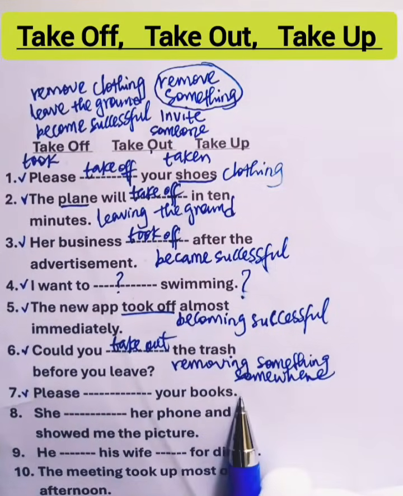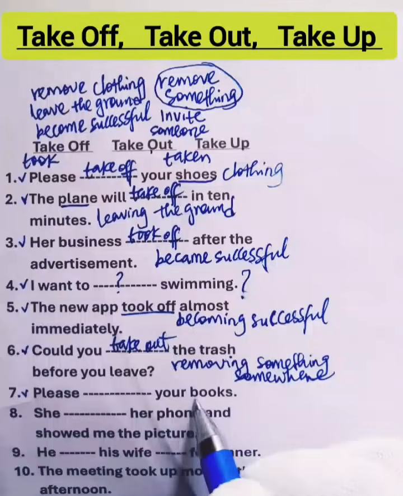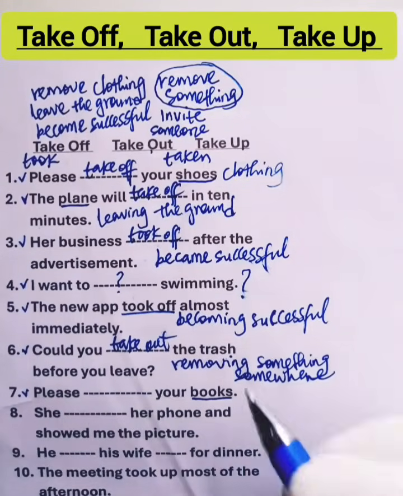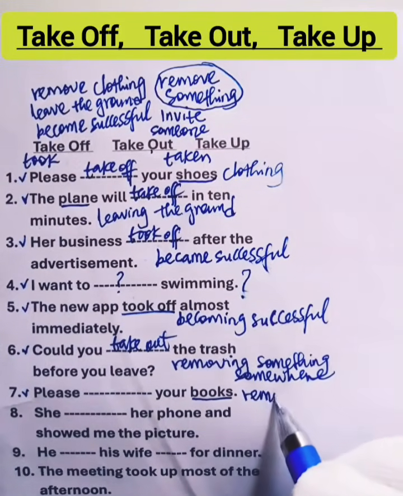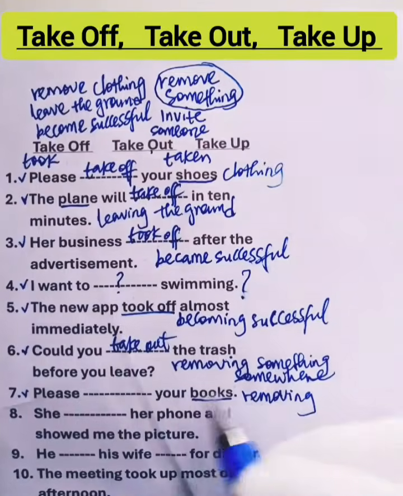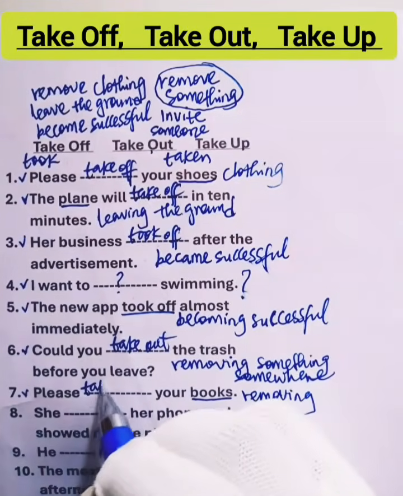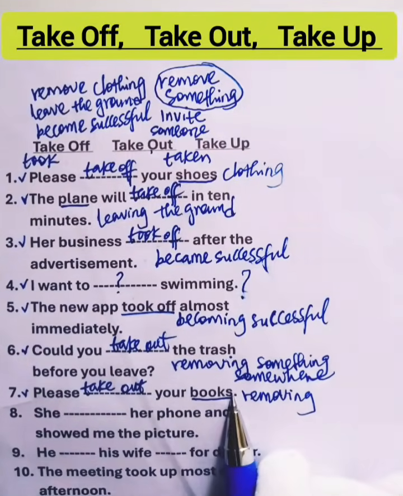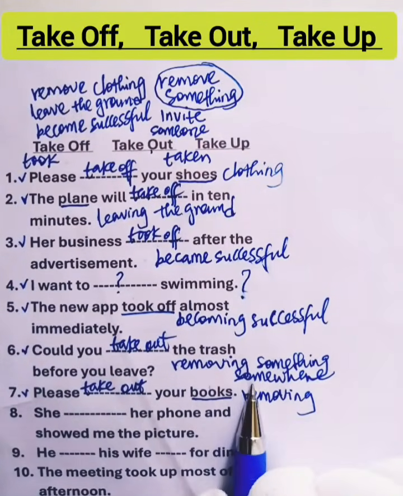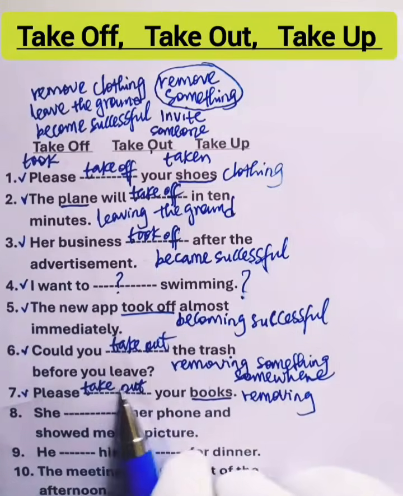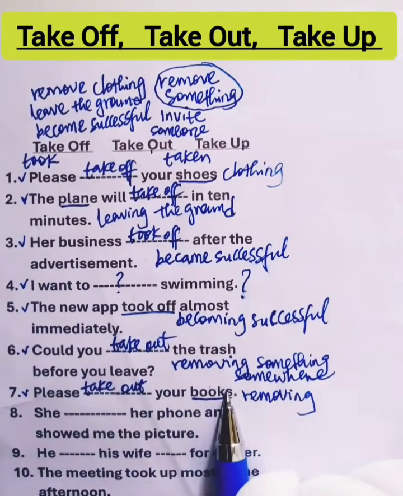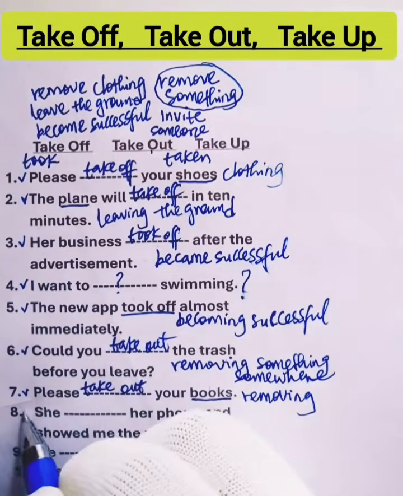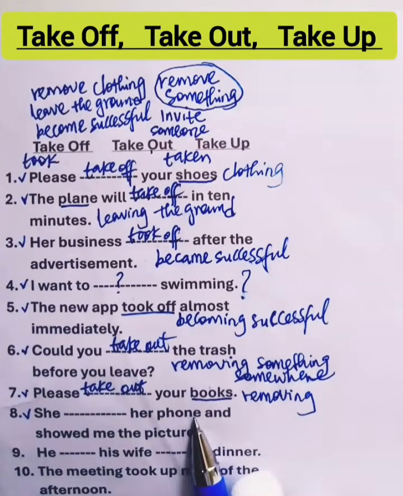Next, number 7. Please blank your books. Here we are talking about removing the books. Removing something. So, take out is correct here. Please take out your books. It means the books are somewhere and you are to remove them. So you take them out.